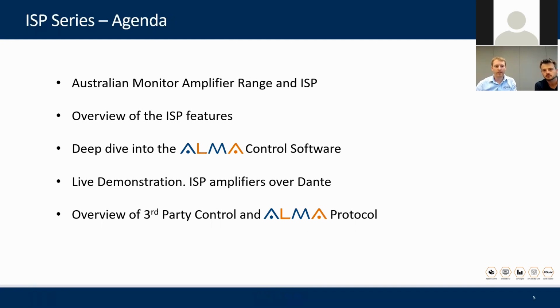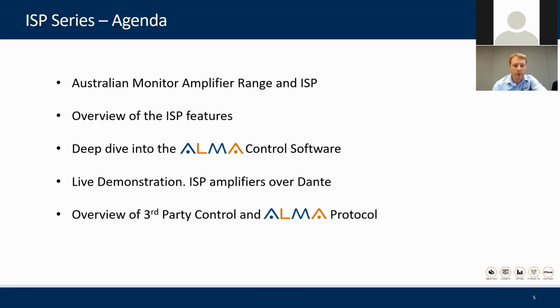So if we dive straight into the agenda for today, as Peter has said, I'll just go into a bit more detail here. We will be going over the Australian Monitor power amplifier range and where the ISP series sits within our full range of power amplifiers. We will then be going through an overview of the ISP features, and then Jesse will take over and we'll do a deep dive of the Alma control software. Alma is the name for our control software, both in terms of web interface and control of the product, right the way through to third-party control. So we'll be talking a lot more about this Alma control software later.